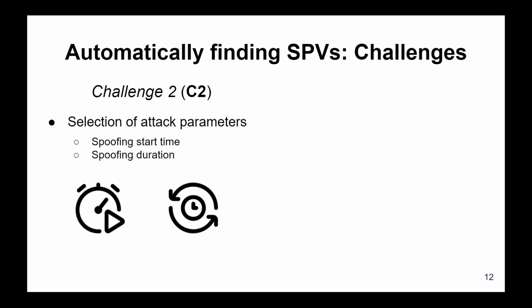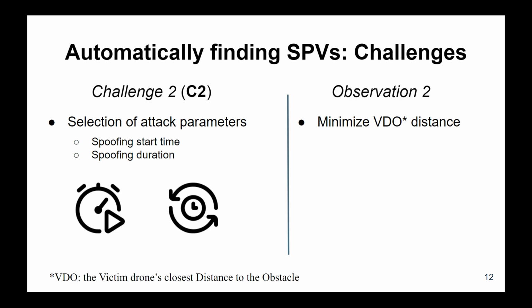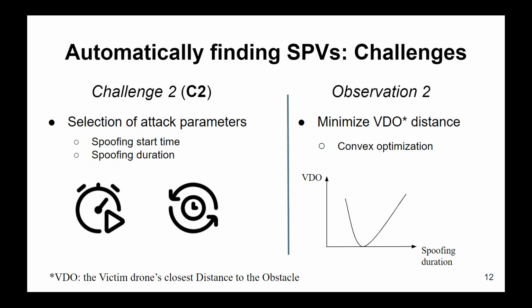Another challenge is how to choose the GPS spoofing parameters. In our attack, we need to decide the attack start time and the attack duration, and this input space is huge. However, we observe that if we want to cause a collision, we want to minimize the distance between the drone and the obstacle, and we call this distance VDO. Then, we further find that the VDO is a convex function with respect to the GPS spoofing parameters.